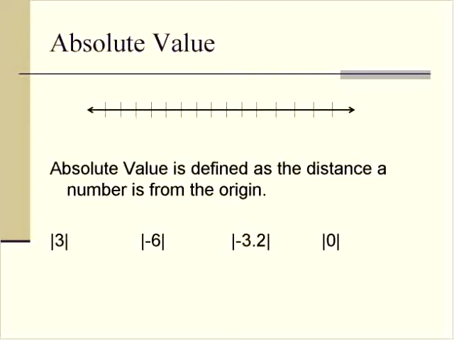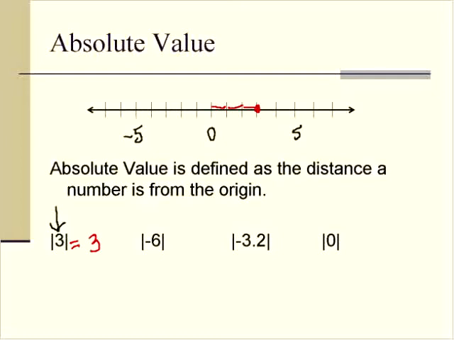Now, absolute value is defined as the distance a number is from the origin. So on a number line, when I look at this number here, and I put that on the number line, this number is 1, 2, it's 3 units away from 0. So the absolute value of 3 is 3 units.